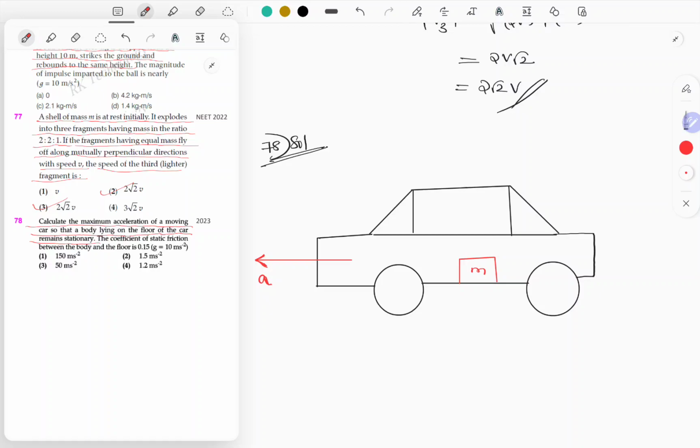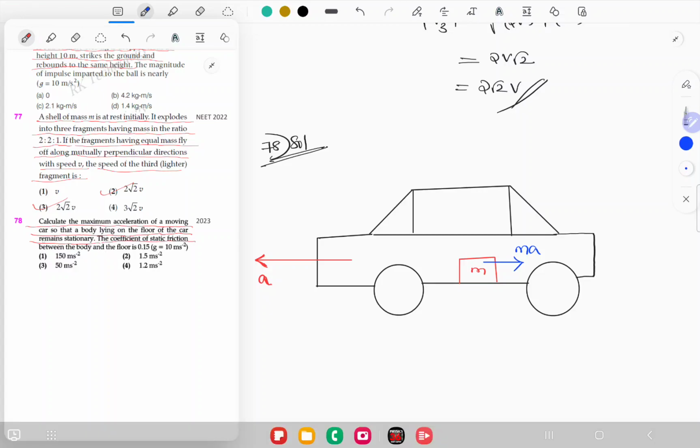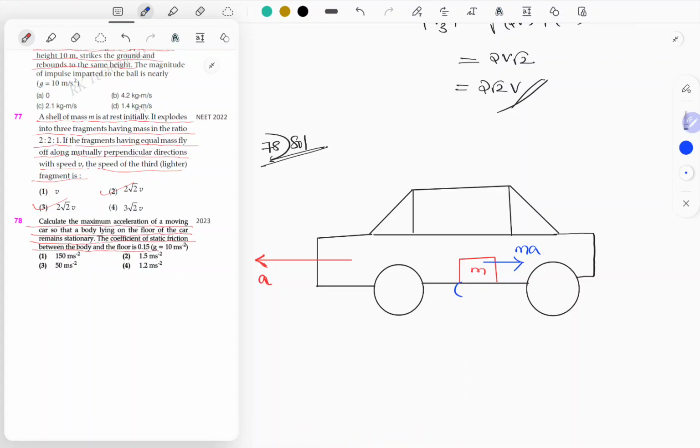If this car accelerates towards left, definitely the block which is on the floor of the car will feel a pseudo force. Very good. In which direction will it act? Towards right. So mass of that block into acceleration. As this block is on the floor of this car, they have already given the coefficient of static friction between the block and the floor, which is 0.15.